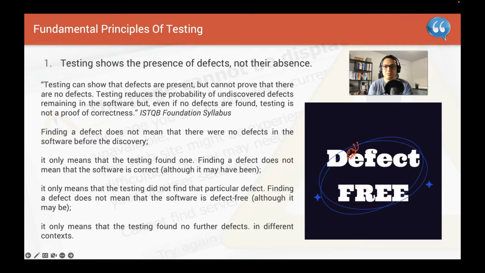One of the principles is defect free. There's no way. Finding a defect does not mean that there were no defects in the software before it was discovered. It only means that the testing found one. And not finding a defect does not mean that the software is correct. It could be, but it doesn't necessarily mean that. It only means that the testing did not find that particular defect, that it's hidden somewhere. And not finding defects doesn't mean that the software is defect free either. So it could be, but it's not. It only means that the testing found no further defects in different contexts.